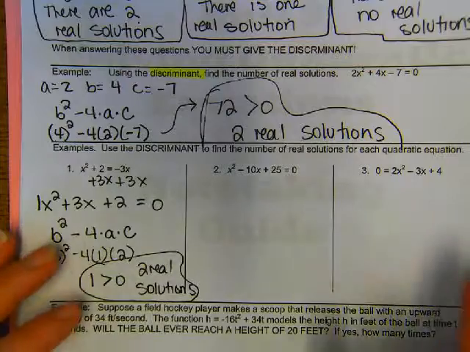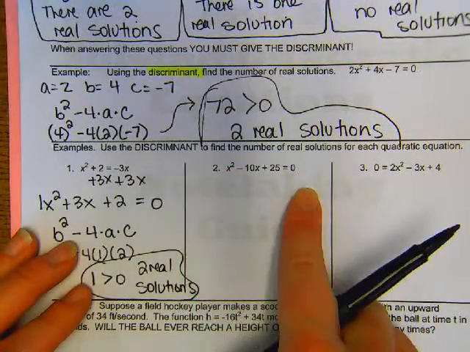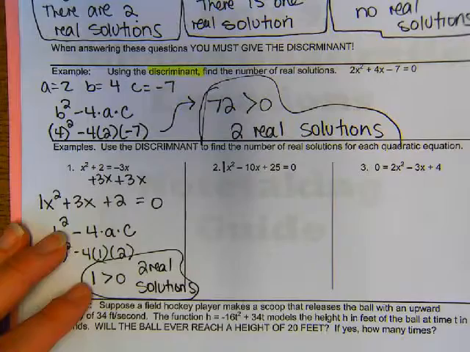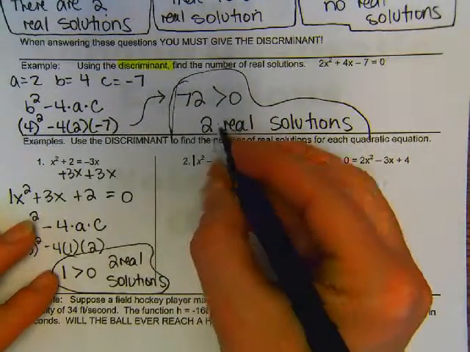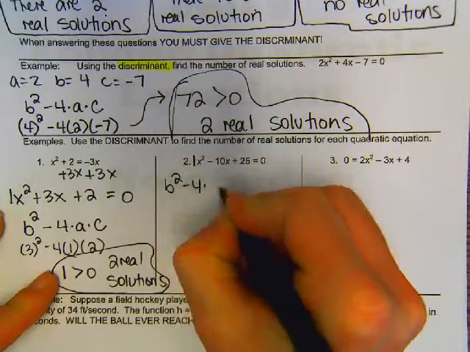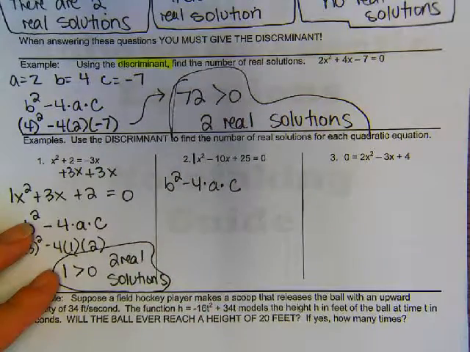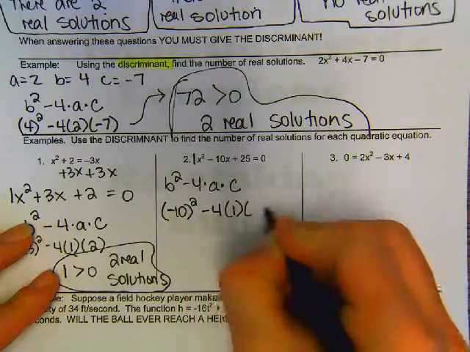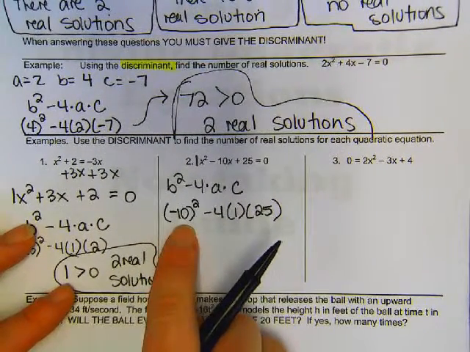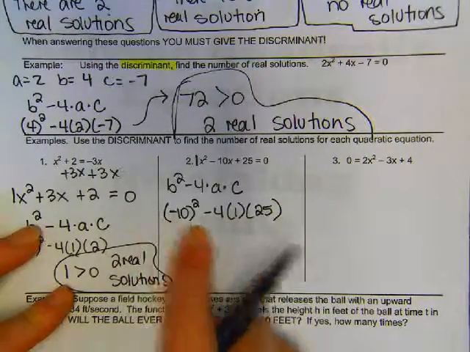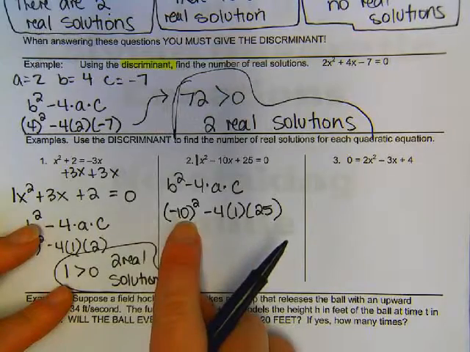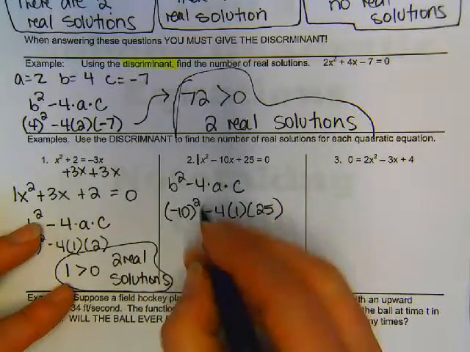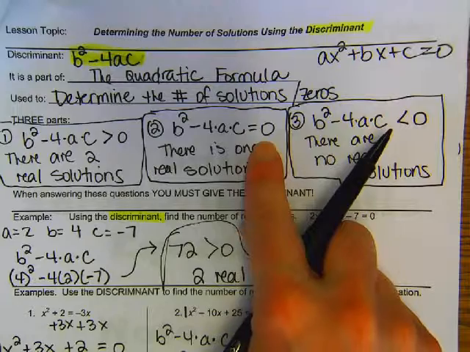Okay, this one is already done for us. I'm going to put a 1 there. So I'm going to check b squared minus 4ac. It's negative 10 squared minus 4 times 1 times 25. Now be careful that when you square that negative 10, you put it in parentheses. I can already tell, let's see, 100, and I know 4 times 25 is also 100, right? What's 100 minus 100? 0. Obviously 0 equals 0, right? How many solutions is this going to have?